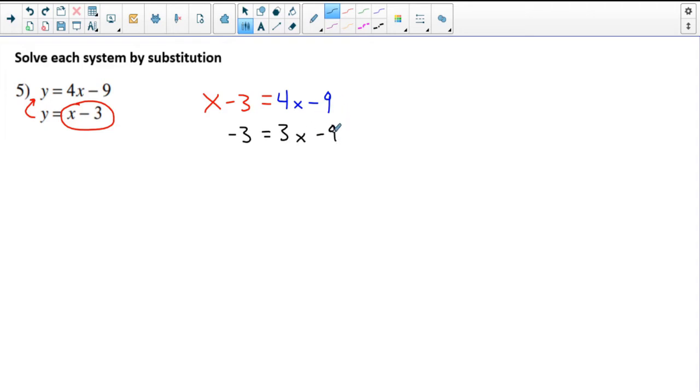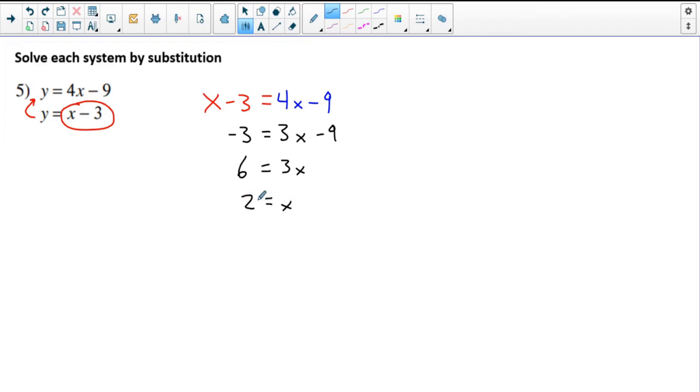To get rid of this, I can add 9 to both sides. Plus 9 gives me 6 equals 3x. And then the last step is just divide out this 3. You're going to get 2. All right, so that's the first half here.